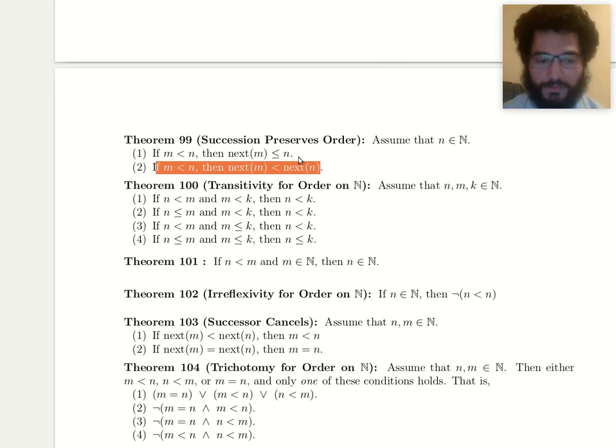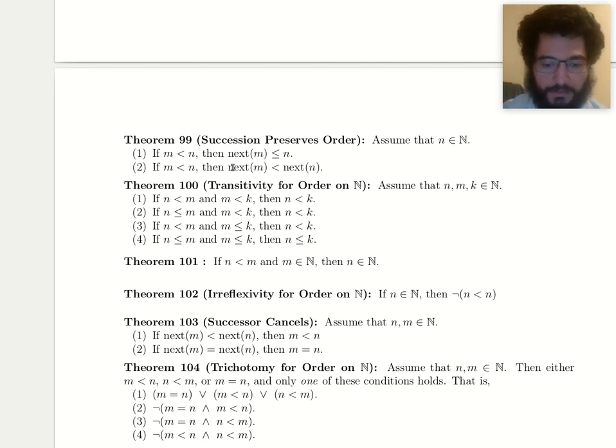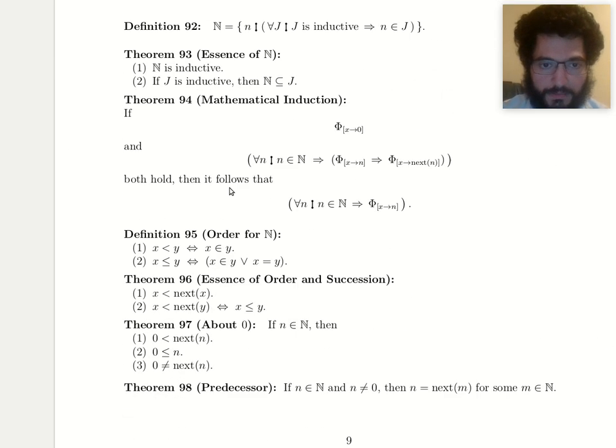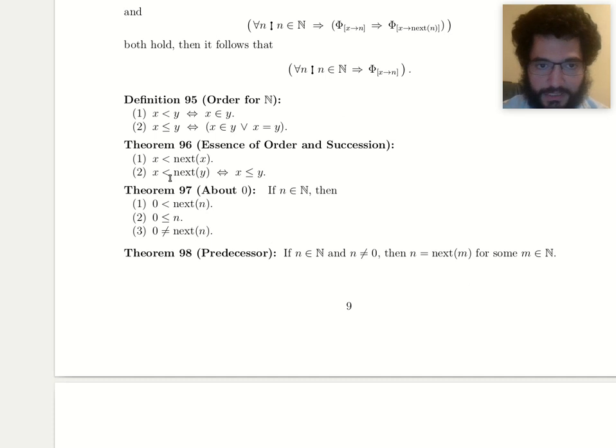Part 1 is a little bit weird looking, and it's mainly there just because it's what we will directly prove, actually. Part 2 is equivalent to part 1. So you can see, let me go back up here to the essence of order and succession. Remember, we're going to use these two a lot, so it's good to have them sitting there in your brain in working memory, ready to be used at any time.